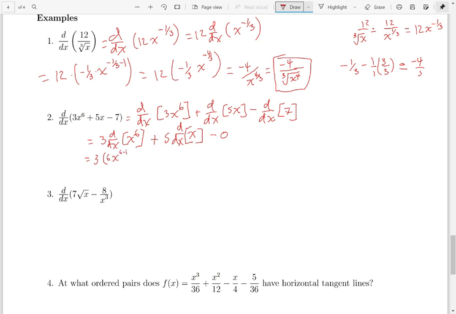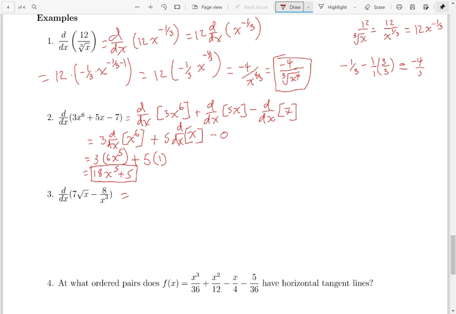minus 1, or that's the same thing as 5, plus 5 times the derivative of x, but the derivative of x using the general power rule is just 1. And then minus 0, but I'm not going to rewrite that. Then this is 3 times 6, or 18, x to the 5th, plus 5. And so now we found our derivative.